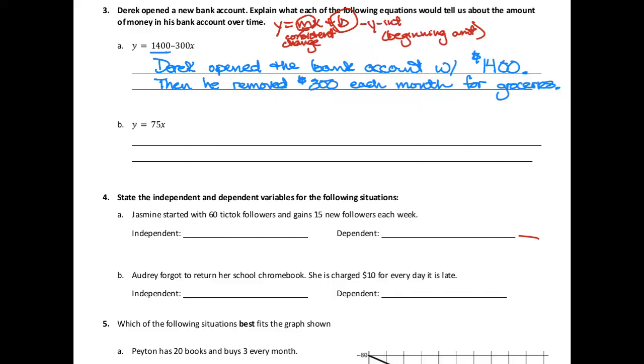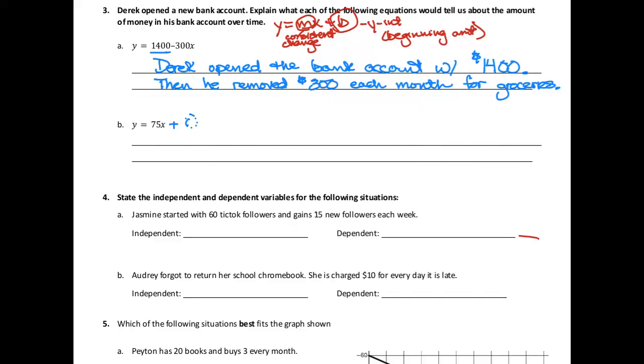So, added 75 each month. Yes, he did that. How much did he start with? He actually didn't have anything to put in the account initially. Okay, so I don't know if you can really open an account and not have anything. But basically, your y-intercept is 0.